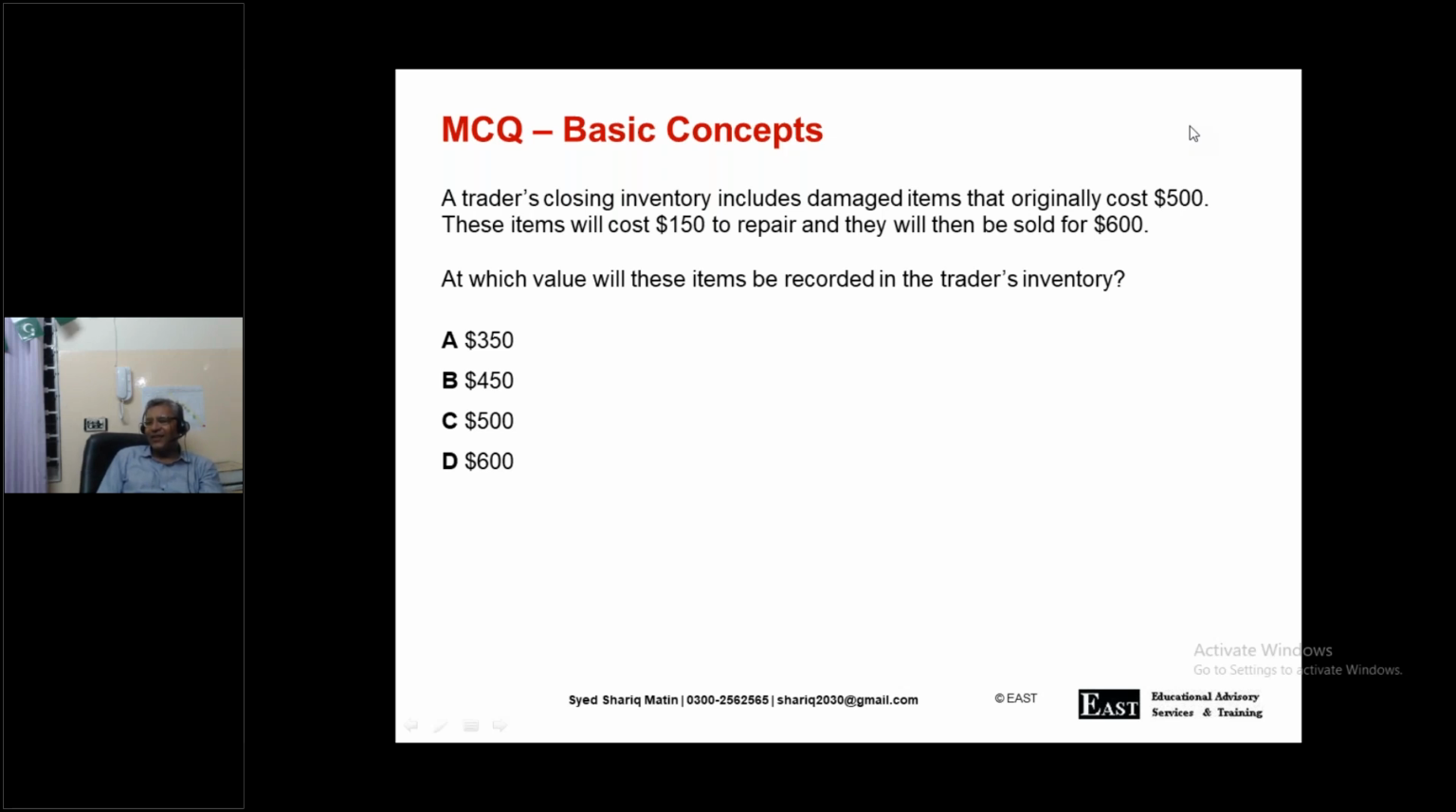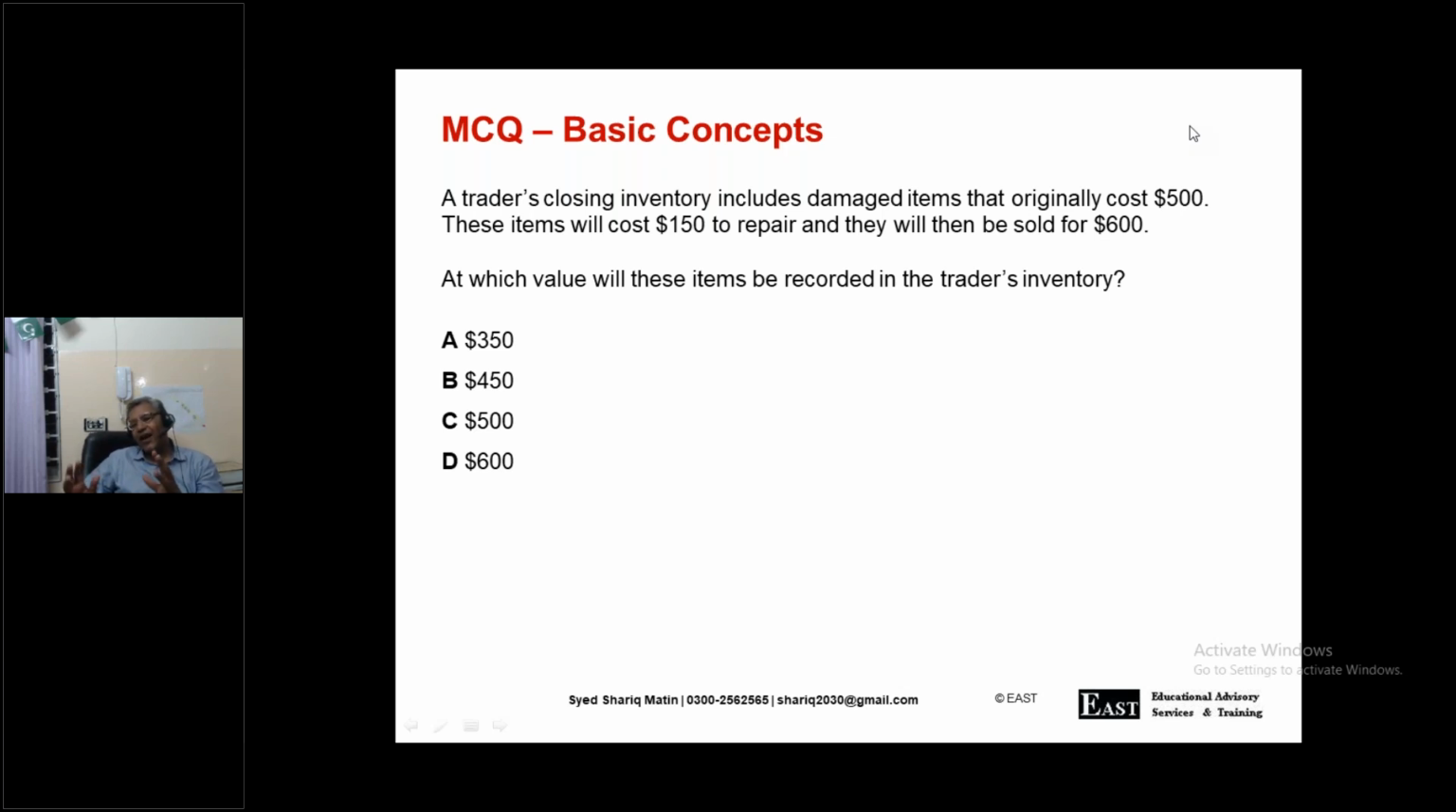Sir, it originally cost 500, but the formula is selling price minus all necessary expenses, right? So the selling price is 600. So 600 minus 150, which is 450. And we'll value it at lower of cost or NRV. NRV is 450 and it is lower, so we'll value it at 450. Okay, great. Thank you very much.